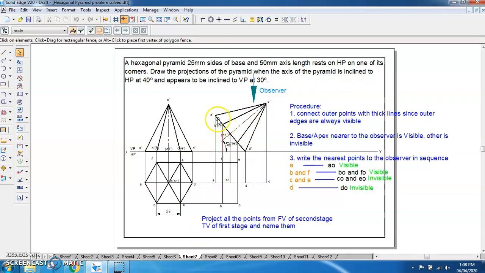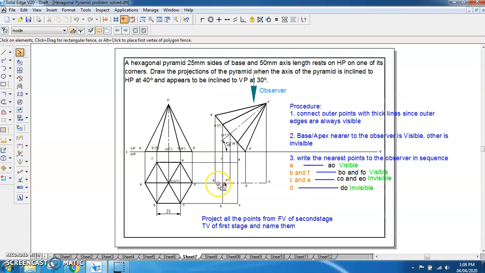Okay, so we have projected this A dash, B dash till F dash, as well as O dash like this, and we have named A dash to A, B dash to B, and so on. Now while connecting all these points, you have to follow the procedure called the visualization procedure.